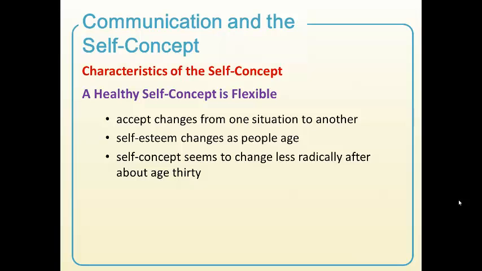Self-concept tends to change less radically after about age 30. So by then, you've had enough time to look at yourself, how you are in the world, how others view you, and you've had enough time to reflect on it to put yourself into a pretty stable state of mind. However, the self-concept does continue to be flexible.